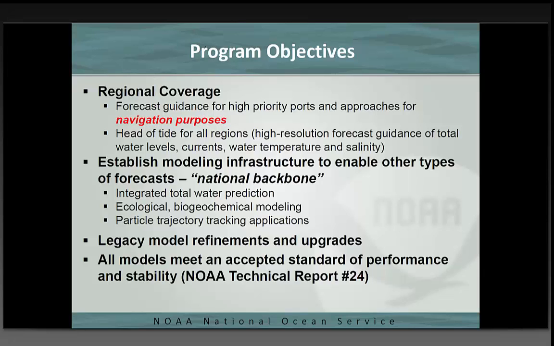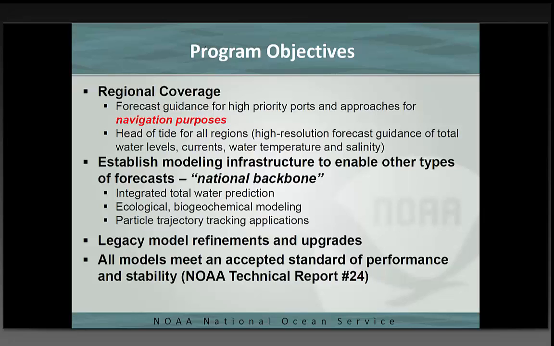The second bullet here, the integrated total water prediction, we're very interested in what Bob was talking about with what's going on in the wave field, as well as in storm surge. There's also this emerging roadmap effort with ecological forecasting, to allow them to work with us, leveraging our modeling capabilities to produce some of the products they're trying to get to. And then on the emergency manager situation, oil spill modeling is also integrated into our approach.